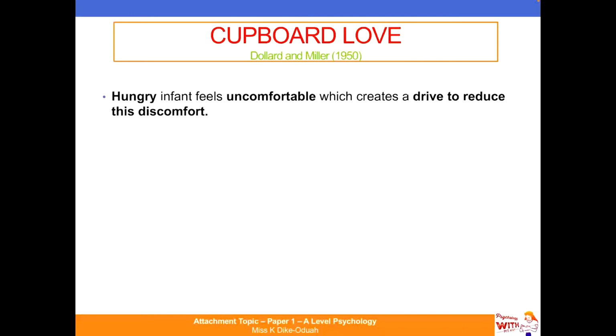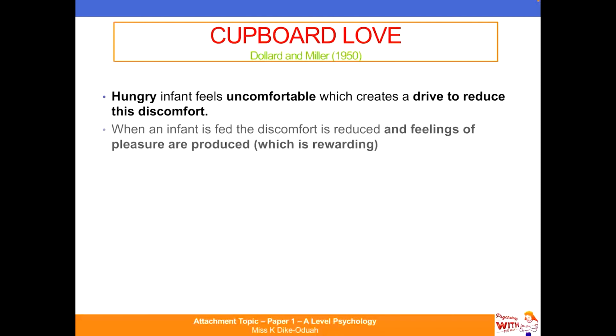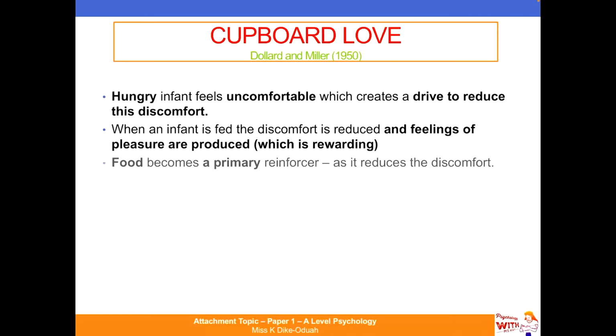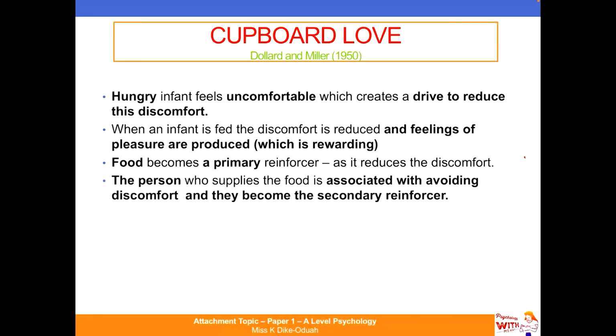And let me take you through the process of the cupboard love explanation as by Dollard and Miller, 1950. So remember, this is a combination of both operant and classical conditioning. So imagine a hungry infant feels uncomfortable, and this creates a drive to reduce this discomfort. When an infant is fed, the discomfort is reduced and feelings of pleasure are produced, which is rewarding. Food becomes a primary reinforcer as it reduces the discomfort. The person who supplies the food is associated with avoiding discomfort, and they become the secondary reinforcer.